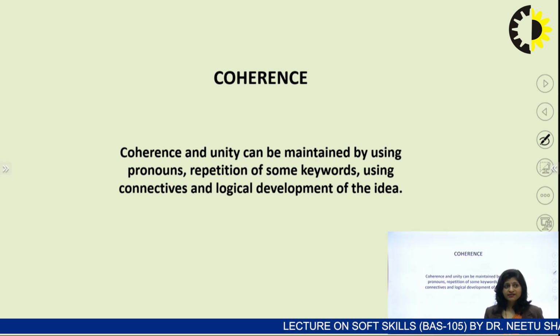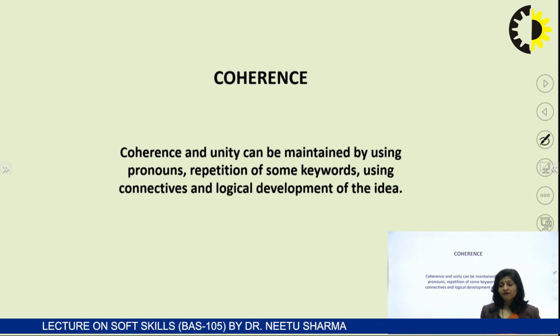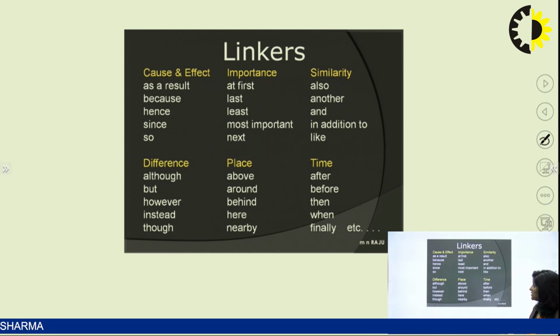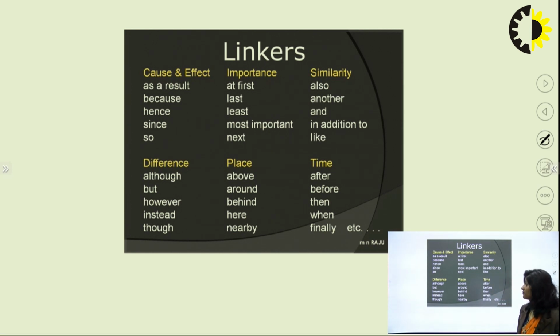Like if you want to add similar ideas, then you might use also. If you want to add two ideas which are different from each other, then you can use however. But if you want to give some examples or illustrations, then you can use for example. So such kind of connectors you can use. So these are linkers. Like if you want to show your result, you can use these phrases: as a result, because, hence, since, so.